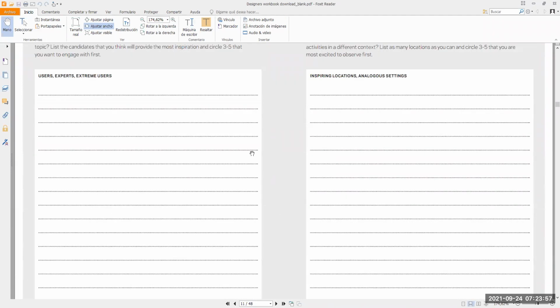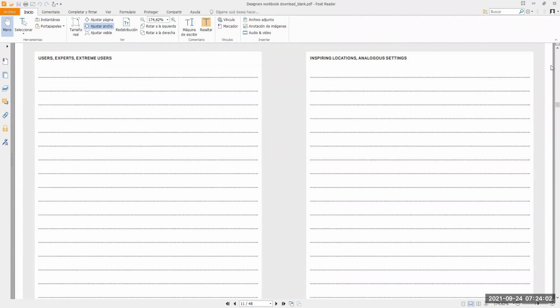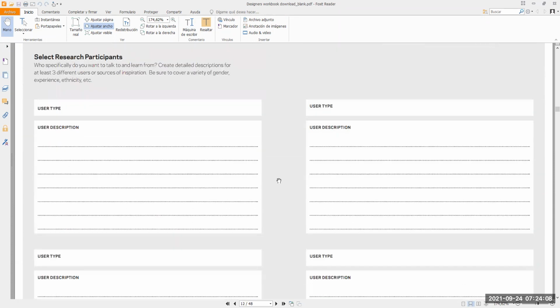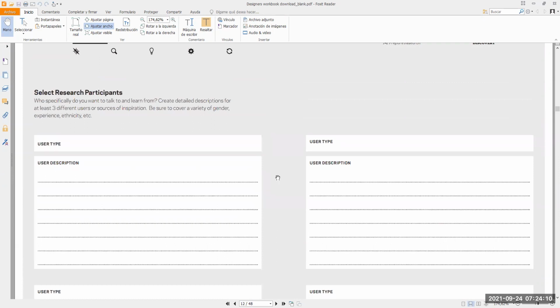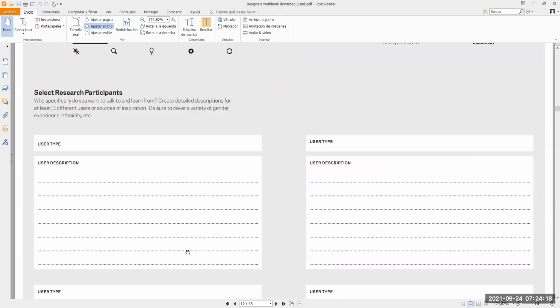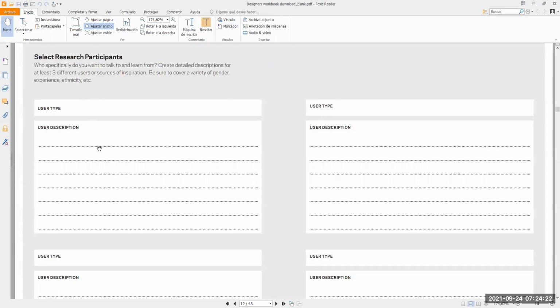And once you have done this, this is just like a brainstorming, as you can see. So you put a lot of names and places, then you circle some. And then once you have circled them, you are going to select the participants, you see? So for instance, if I have selected here 3 people, that's what we're gonna do now. I'm going to describe what kind of user type this person is. So it's just a description, like a name of a user type, for instance.